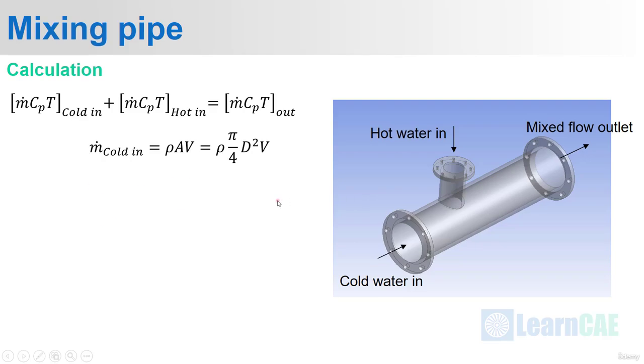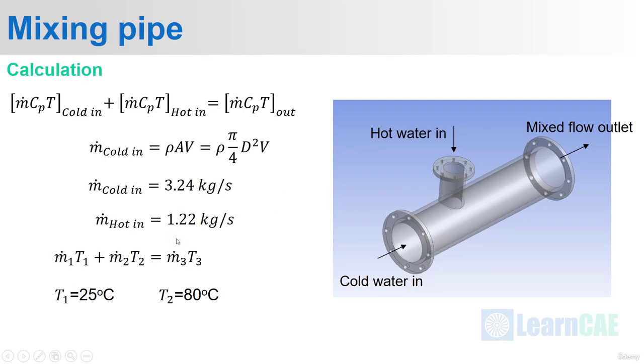Okay. The values are listed here. Mass flow rate at cold and hot inlet, the formula T1, T2 and the final output temperature T3. Okay. Moving ahead, we shall simulate the case in Ansys CFX and compare the results of outlet temperature. We shall go to workbench.